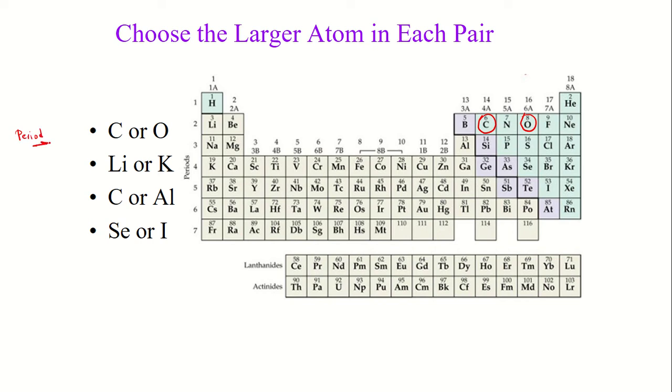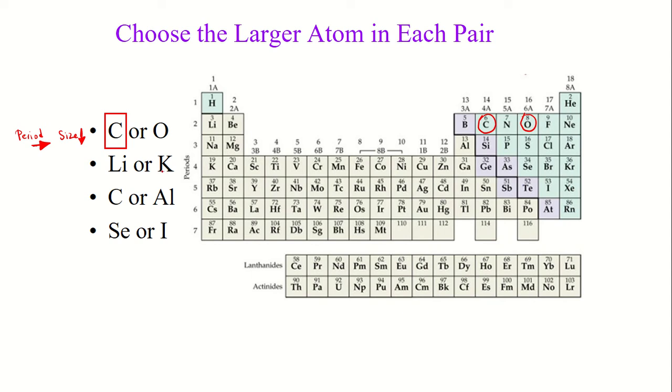So we know that if we move from left to right across the period, size decreases. The reason is that more atomic number means more attraction. Electrons are closer to the nucleus and we have a smaller size. So oxygen is smaller than carbon. The question says larger one, so we should pick the carbon atom. So we reviewed elements in one period.